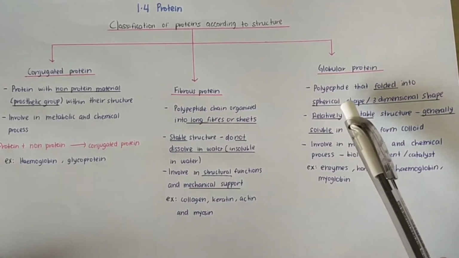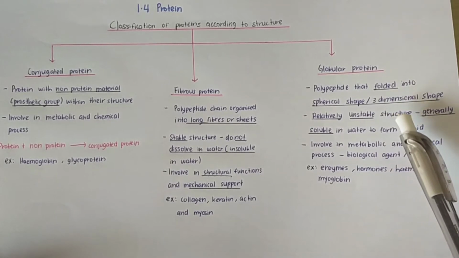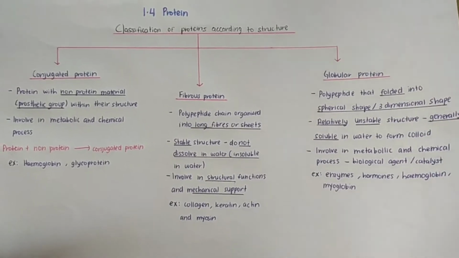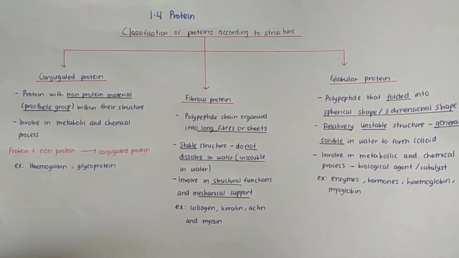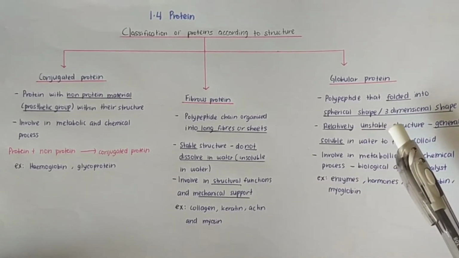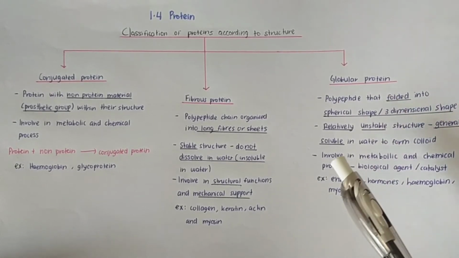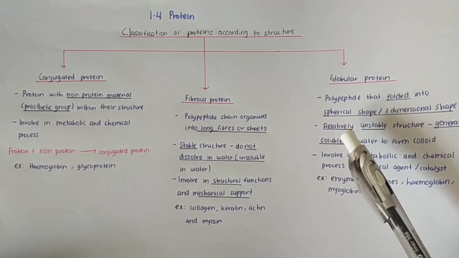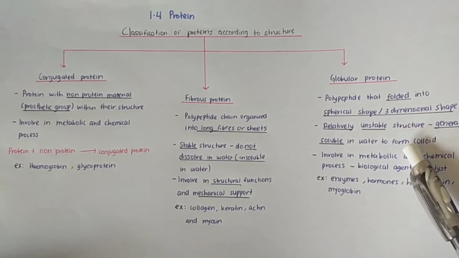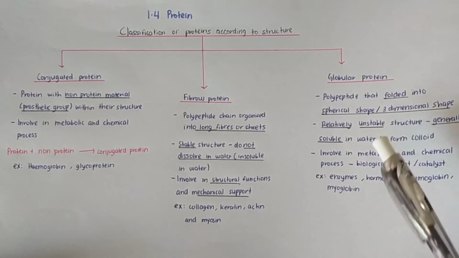It refers to the polypeptide that is folded into a spherical shape or three-dimensional shape. So if the polypeptide chain is folded into a spherical shape, atau dia akan menjadi bentuk three-dimensional shape, this one we call globular protein. A globular protein is a relatively unstable structure. Generally it is soluble in water to form colloid.